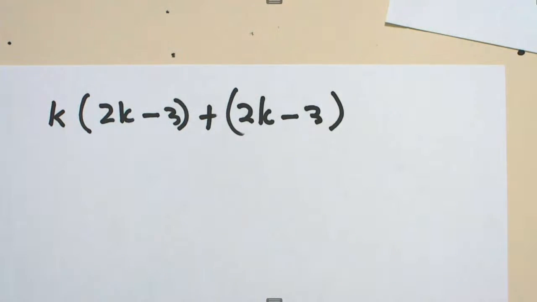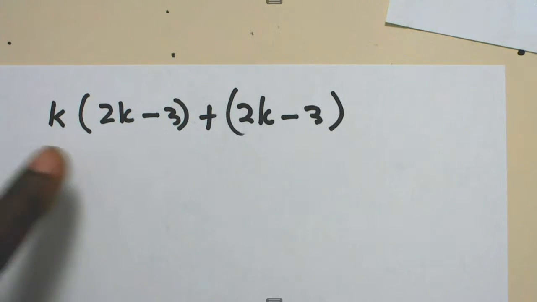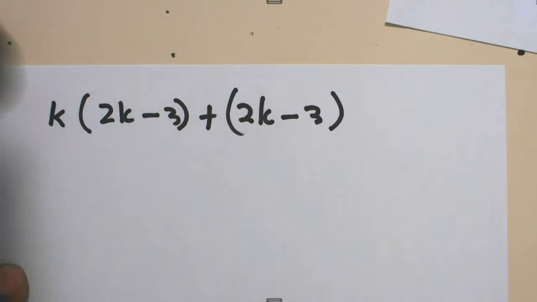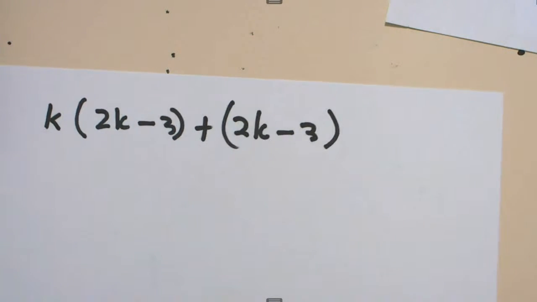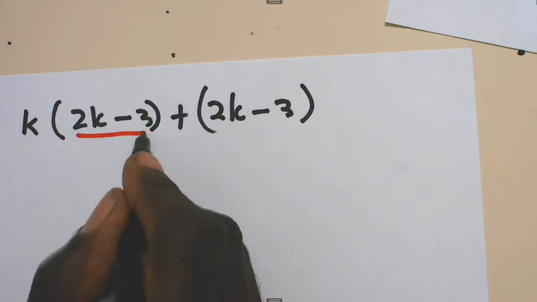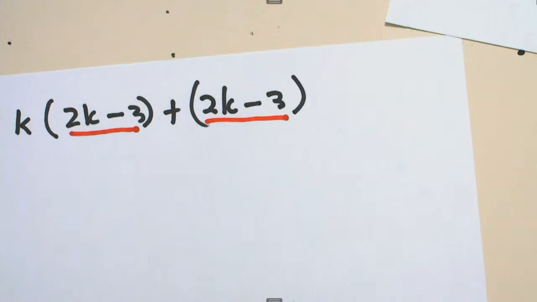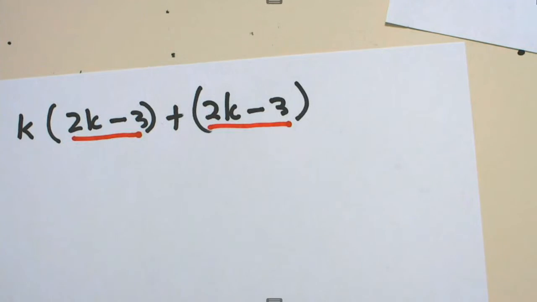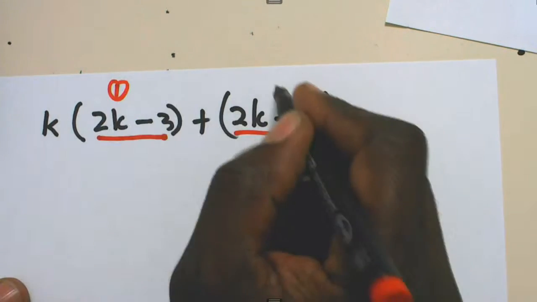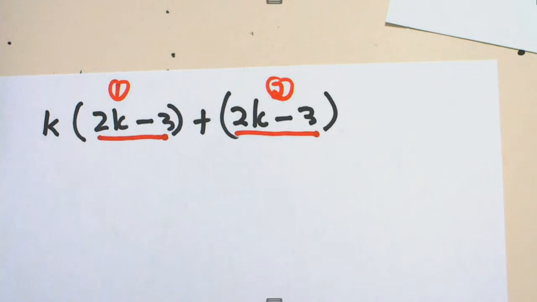This is a big example because remember the first 3 examples, we have only 2 terms. Also here we have 2 terms. Look inside the bracket. 2k minus 3, 2k minus 3. Now what are the factors of the first term? This is my first term. This is my second term. What are the factors of those?